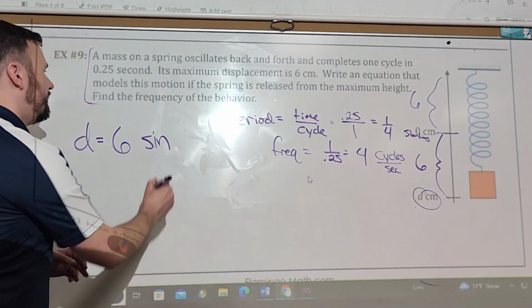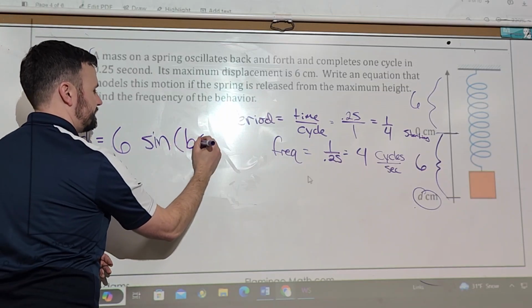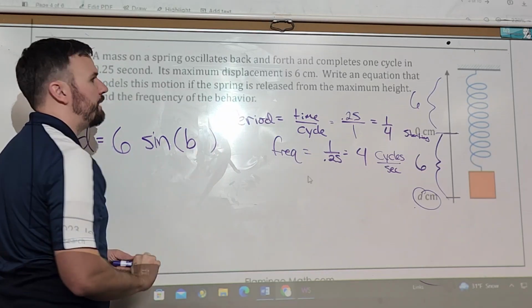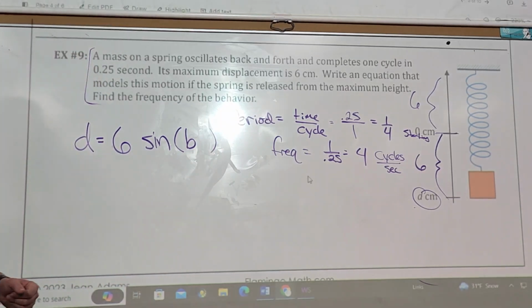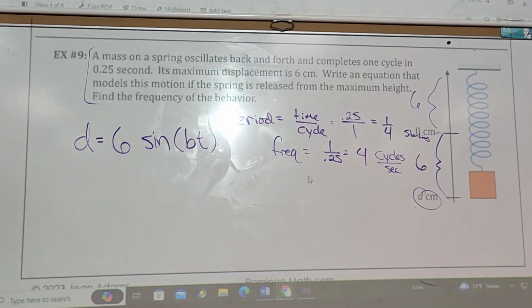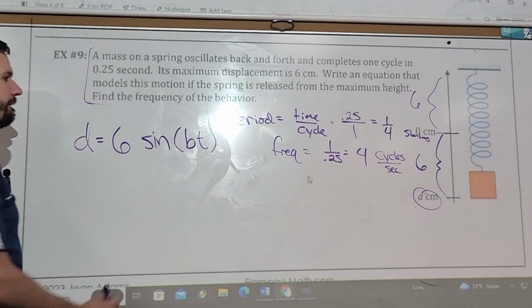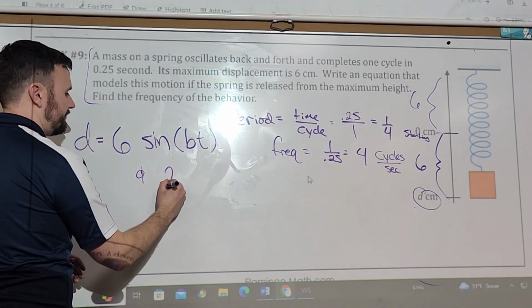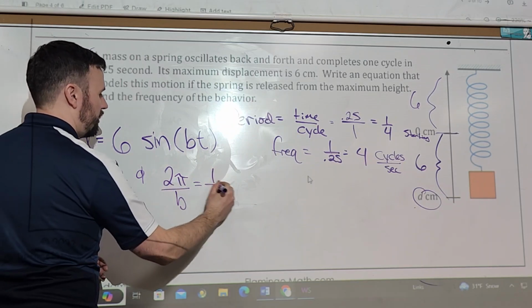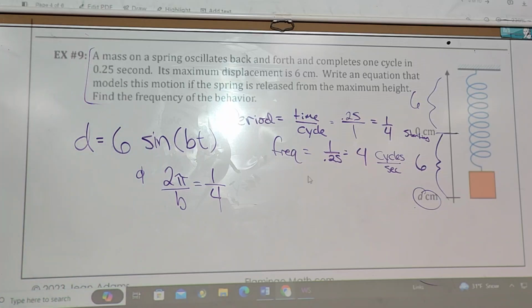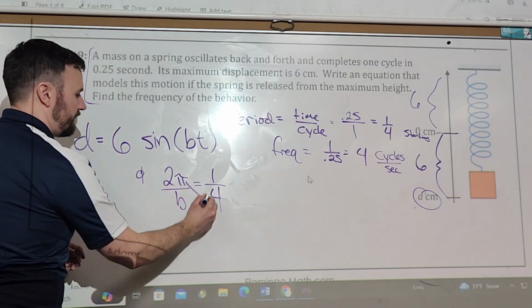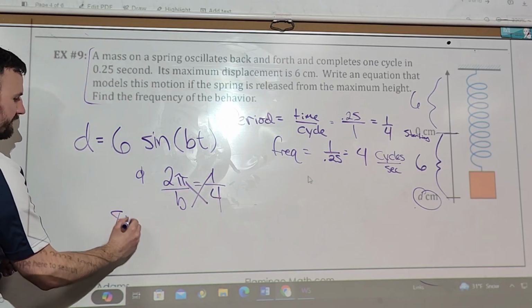So from there, I need to find my B. I wouldn't use theta. Why not theta on this? Am I dealing with angles on this one? What am I dealing with? Time. I'm plugging in time, finding out where it is at any given moment, right? So how do I find B? 2 pi over B equals what? 1 over 4. Right? Yeah, you can cross multiply. So I get 8 pi equals B.